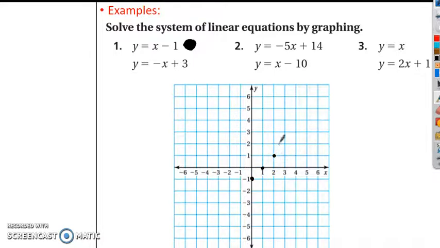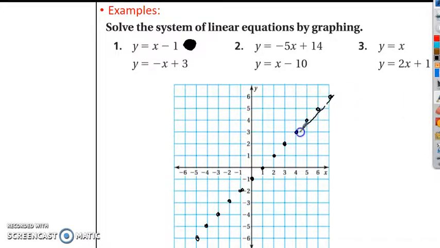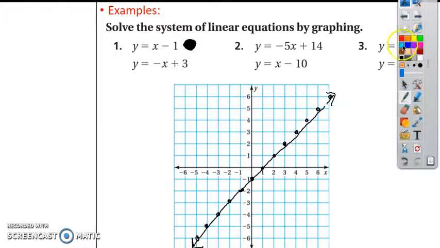Rise 1, run 1. I'm including all of these points just so I can make my line accurate when I sketch it. You should be using a straight edge, and you guys are so good at that. Now I'm going to connect my dots to the best of my ability. All right, line number 1. Let's plot line number 2. Oh, I didn't change the color. Line number 2, there we go.